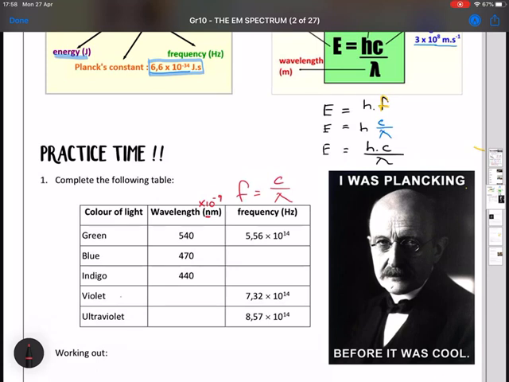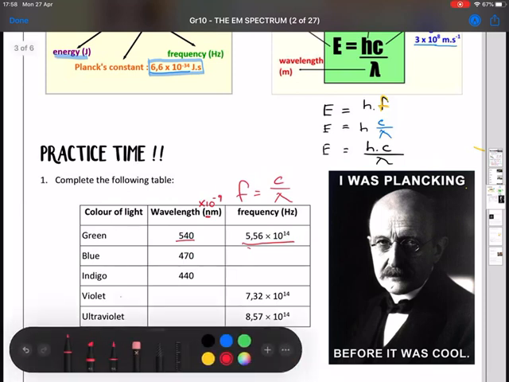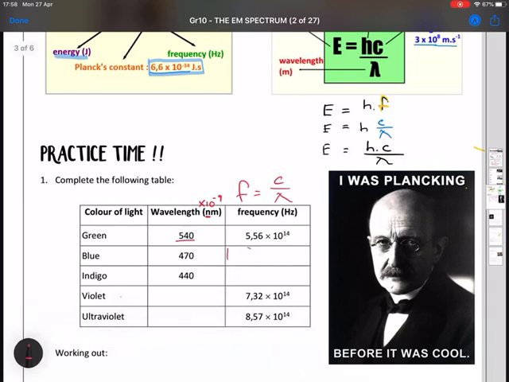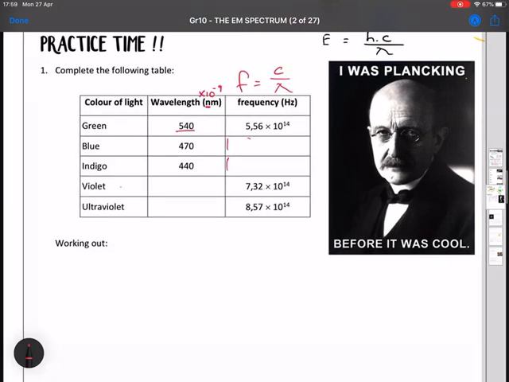And so if you take on your calculator the speed of light, 3 times 10 to the 8, divided by the wavelength of 540 times 10 to the minus 9, you'll get 5,56 times 10 to the 14 hertz. Please do the same for this one and this one. And if you want to calculate wavelength, just want to make a little note here, nanometers. If you want to convert between nanometers and meters, times 10 to the power of minus 9. And meters to nanometers, you're going to have to multiply by 10 to the power of 9.